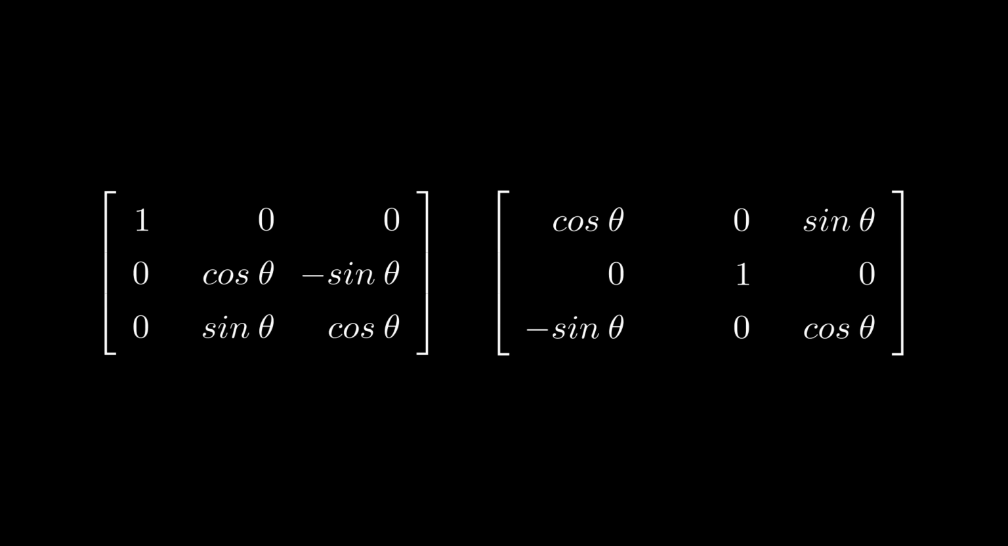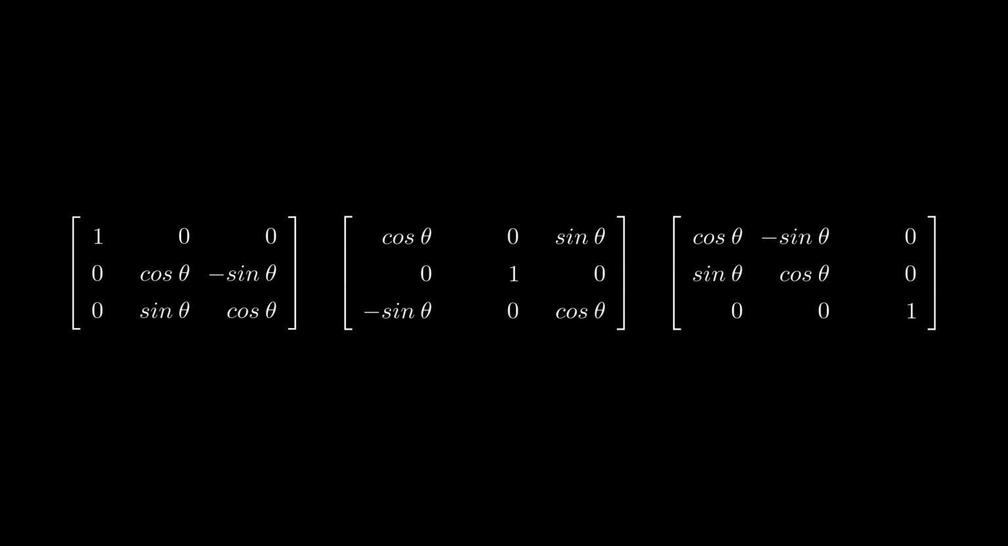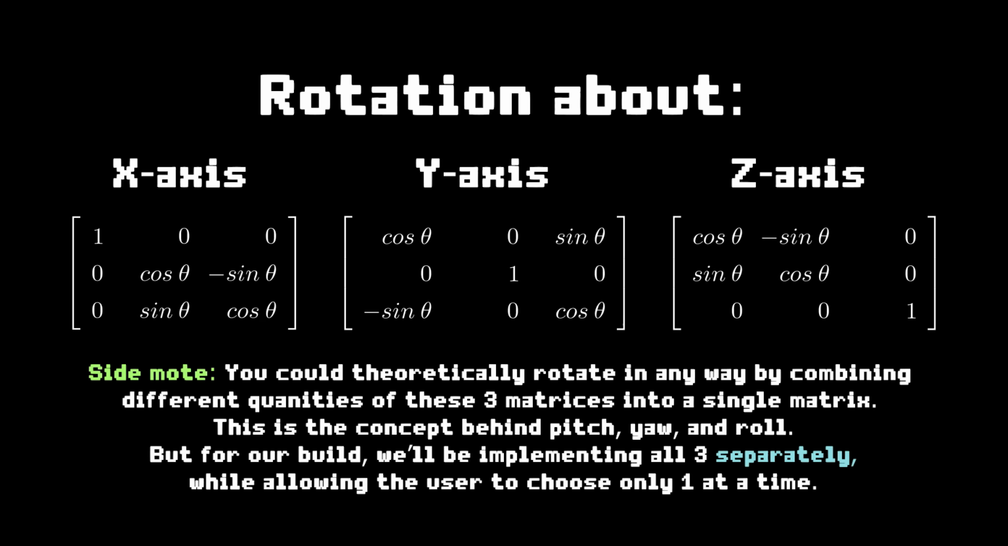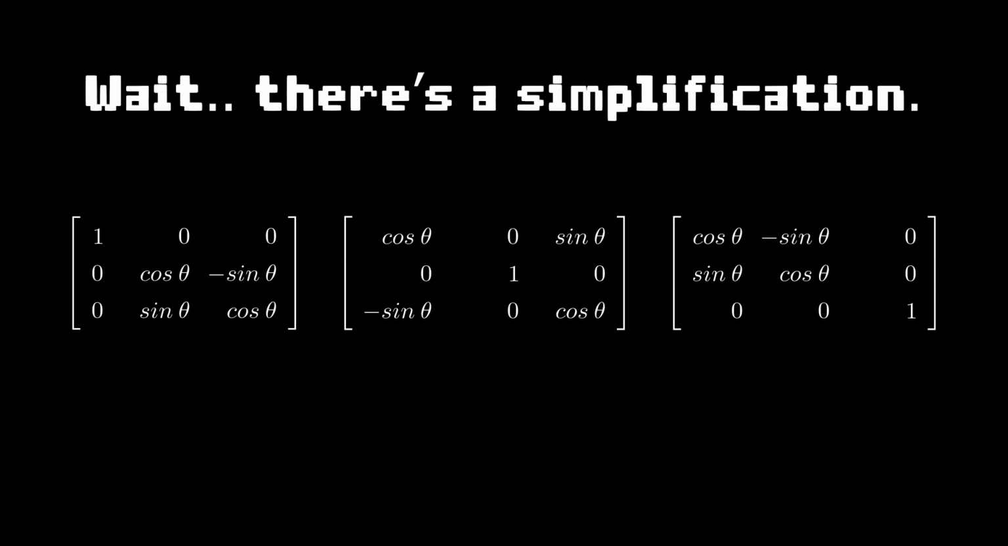And not surprisingly, the one for the z-axis isn't too bad either. I think it would be awesome if we could implement all 3 of these. Then we could let the user choose which of the 3 axes they want to rotate on, which would give them more freedom. But hold on, before we go set up all 3 of these matrices with redstone, I want to show you something that might save us a lot of work.